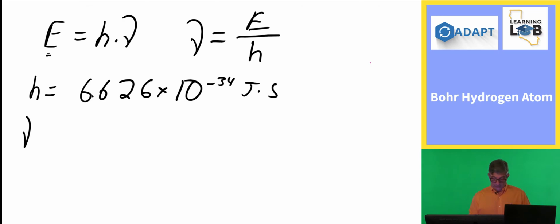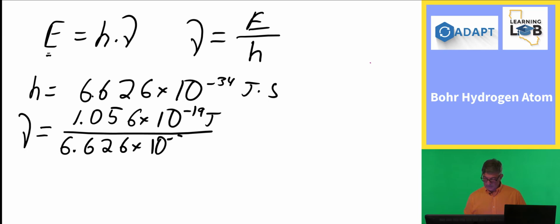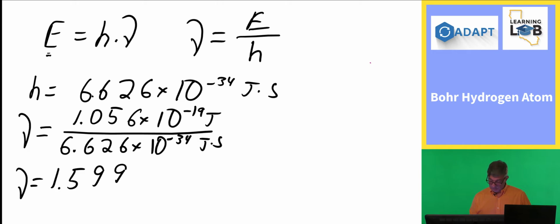In calculation, frequency equals the energy that we just identified, the absolute value of it, 1.056 times 10 to the minus 19 joules, divided by Planck's constant, 6.626 times 10 to the minus 34 joule seconds. We also want to note what units that will be in. The frequency equals 1.599 times 10 to the 14 reciprocal seconds.